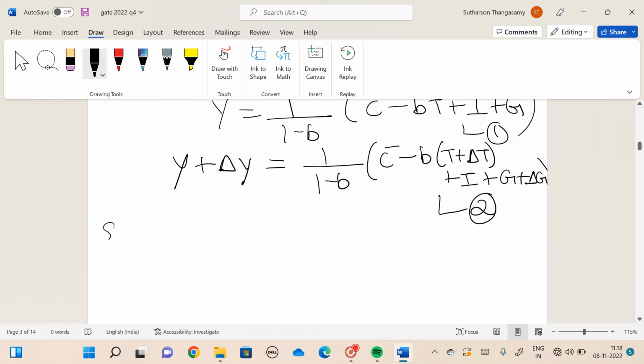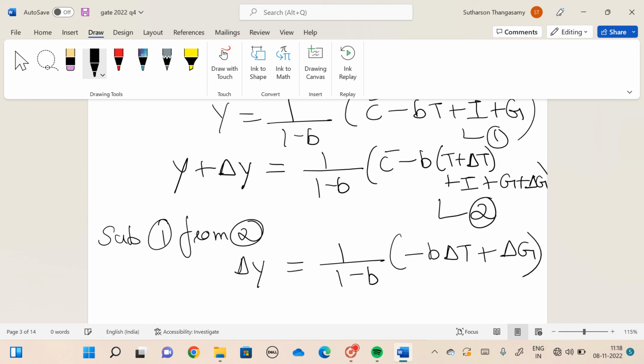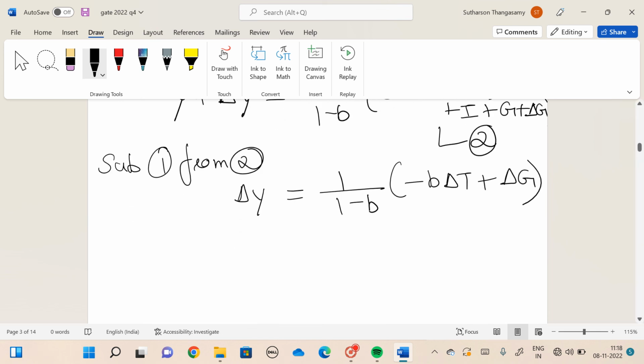So by subtracting 1 from 2, we will obviously get change in y is equal to 1 by 1 minus b of minus b of change in t plus change in g, because all of the like terms will get cancelled. Y cancels, c bar cancels, minus bt cancels, I cancels, g cancels. So only the changed variables will remain. Now let's simplify this. Change in y into 1 minus b is equal to minus b of change in t plus change in g.